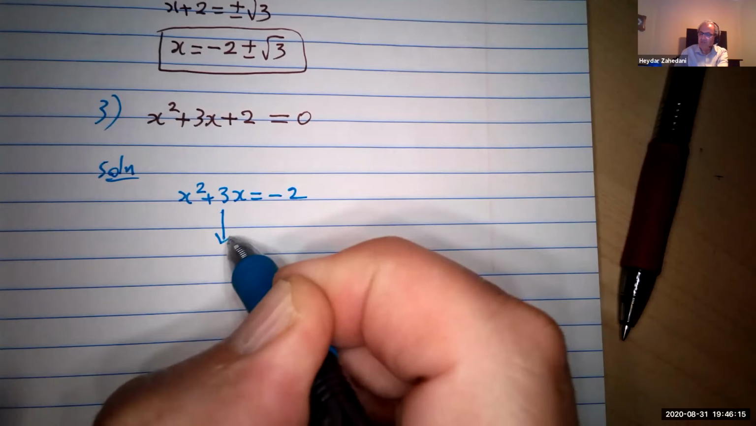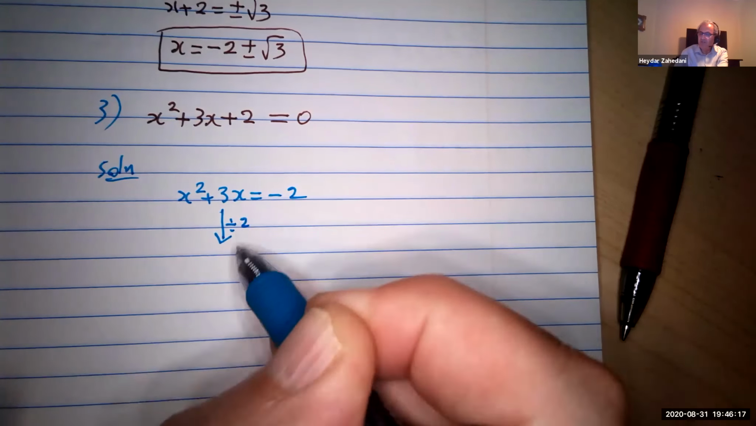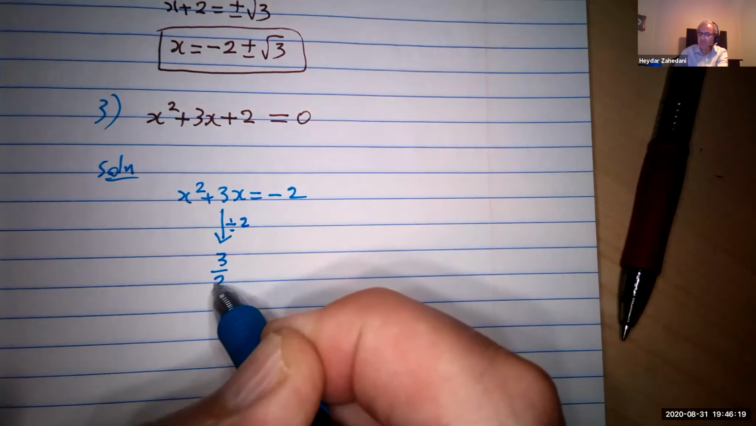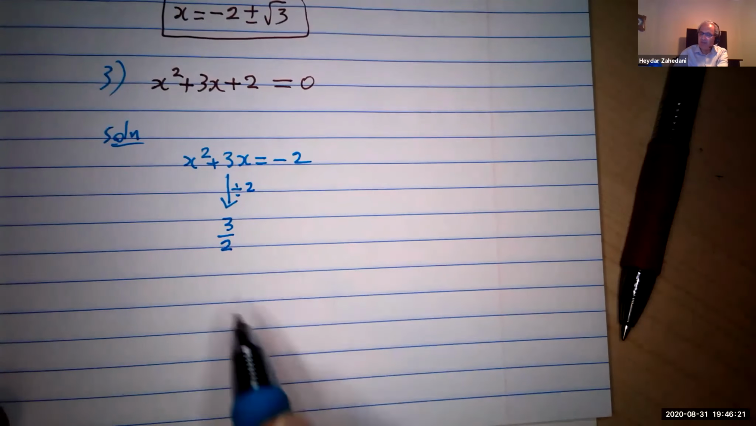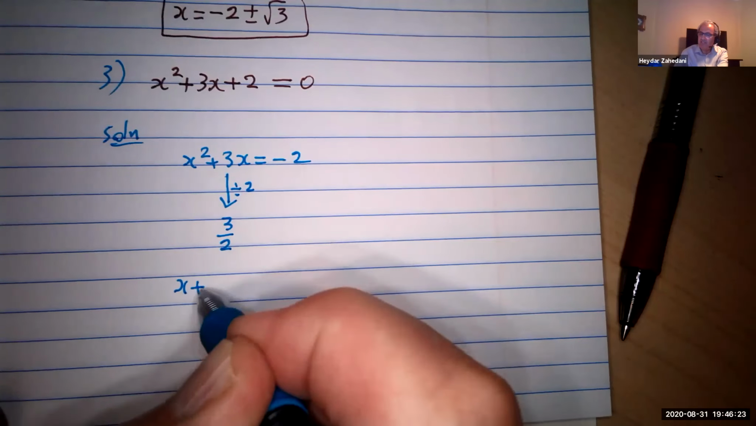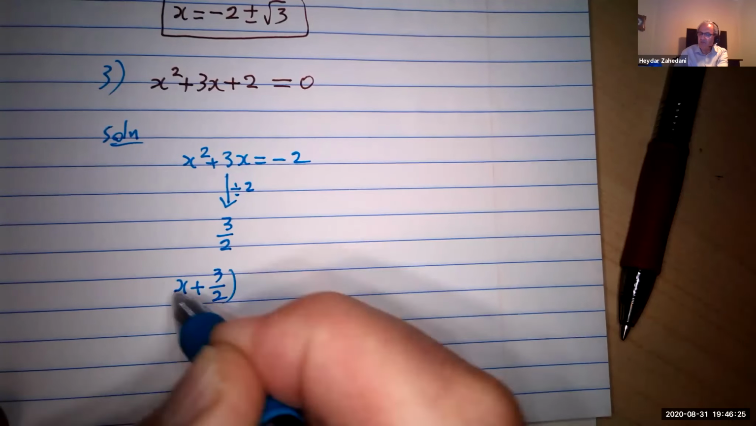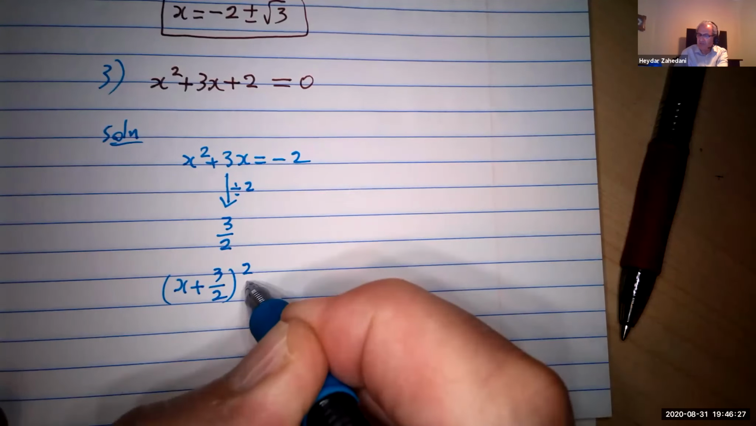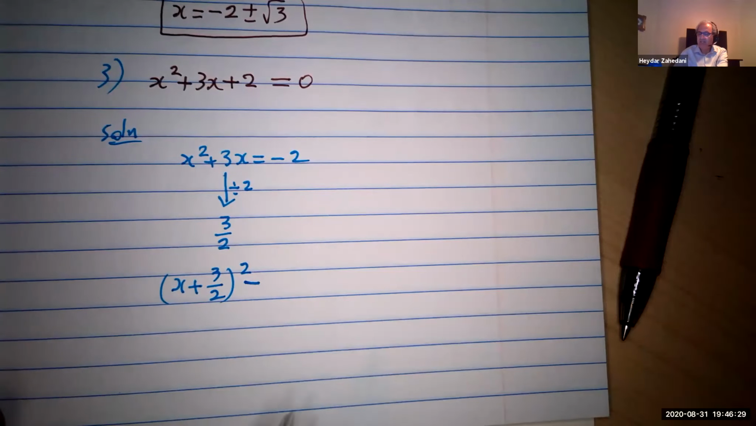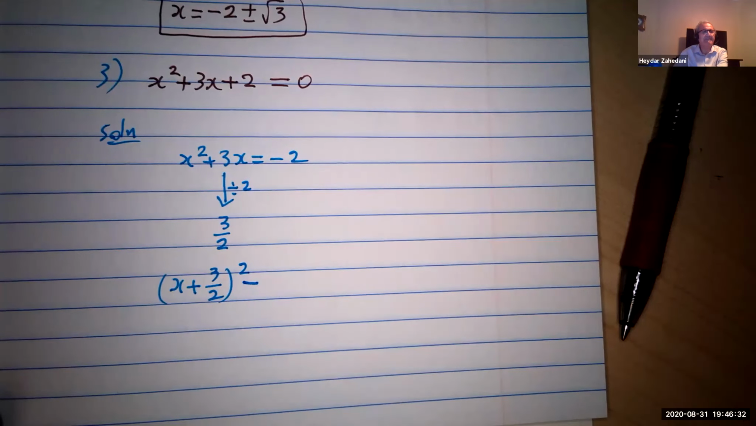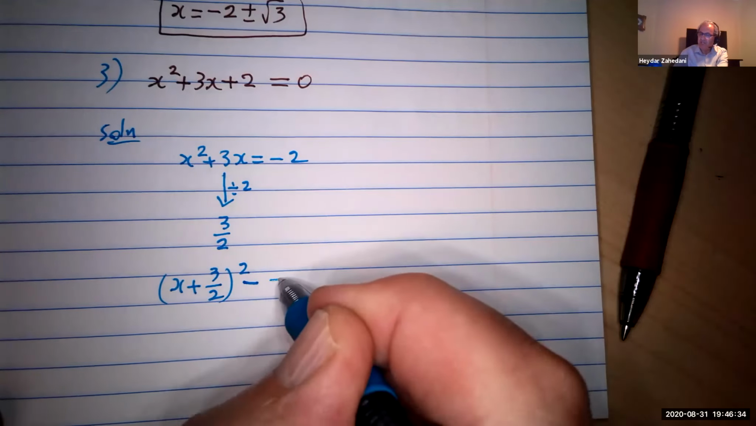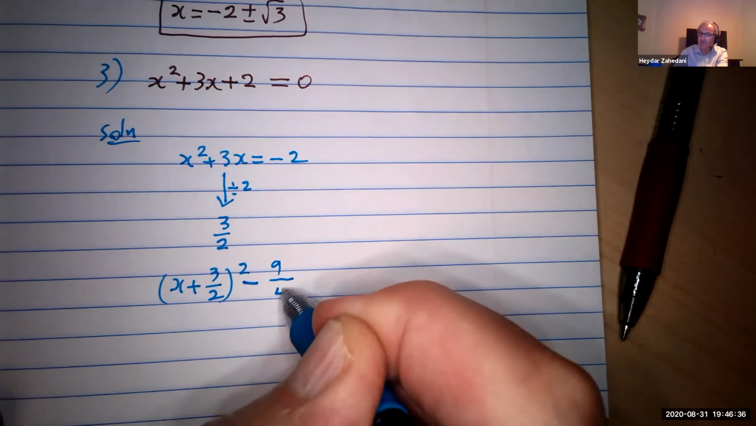Make the squares. Divide this one by 2. It's not divisible. We write it down as 3/2. So what do you have? x plus 3/2 all squared. But remember, you have to pay for it. Minus the square of 3/2. The square of 3 would be 9. The square of 2 would be 4. That's it.